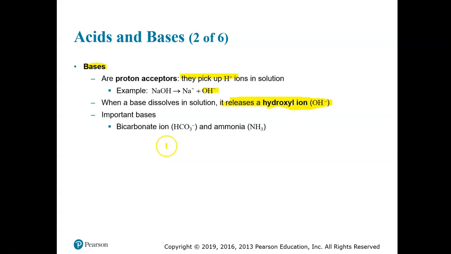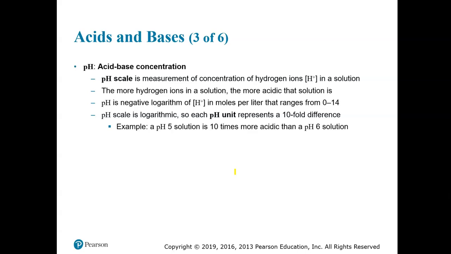So important bases in the body are bicarbonate ions and ammonia. Okay. The pH scale measures the level, or the concentration, of hydrogen ions in solution. So if the number is low, if it's below 7, that's going to tell us that it's an acid. And if it's above 7, that's going to tell us it's a base.